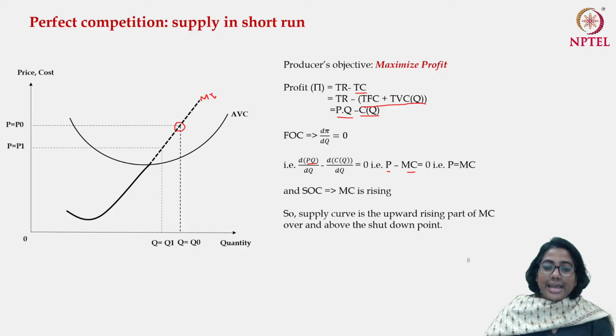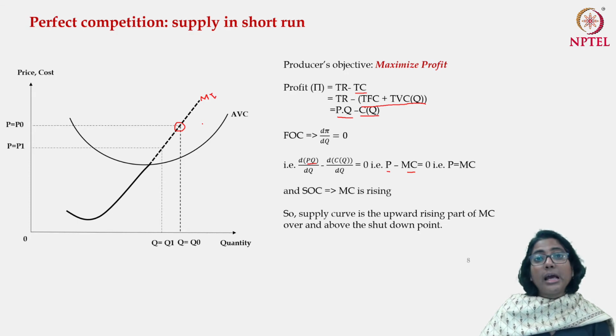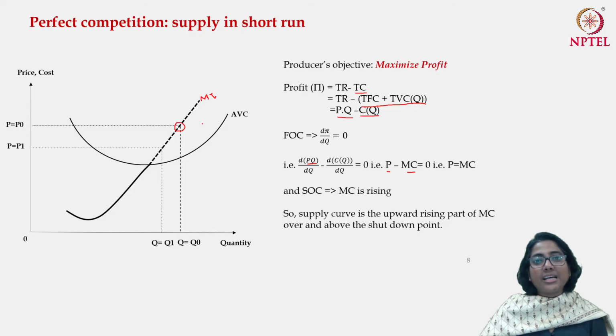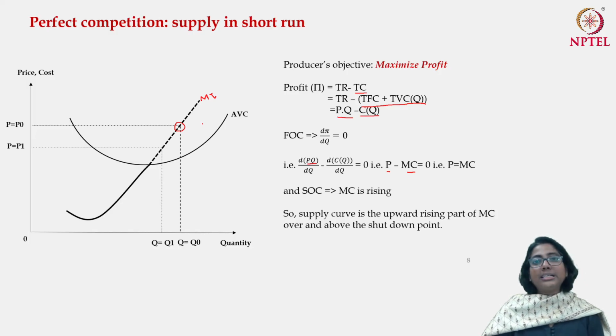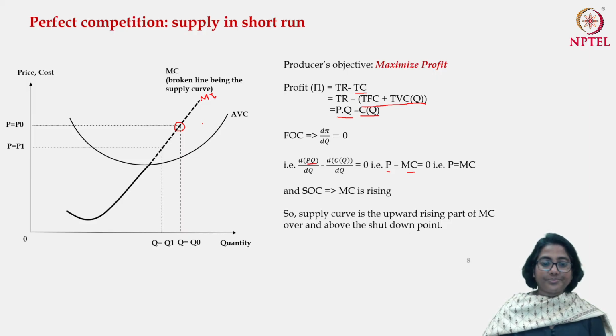So you can see this dashed part of the marginal cost curve is basically the supply curve, not of a perfectly competitive market, but of a single producer in a perfectly competitive market. So each producer in a perfectly competitive market will have an upward rising supply curve, which is basically the upward rising part of the marginal cost curve over and above the shutdown point. Okay. So this is the first characteristic that we have understood about the perfectly competitive market.